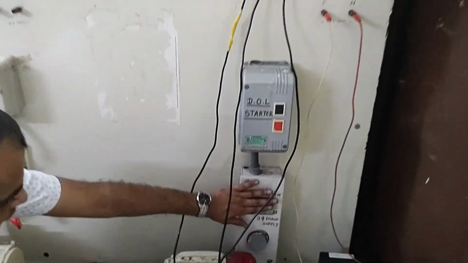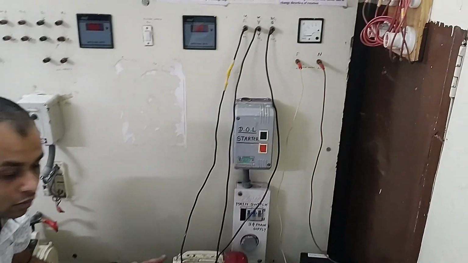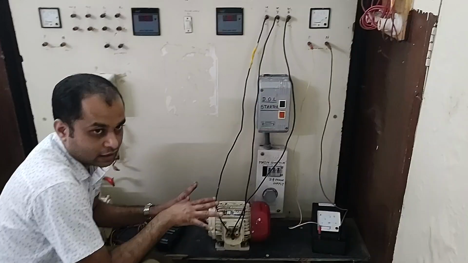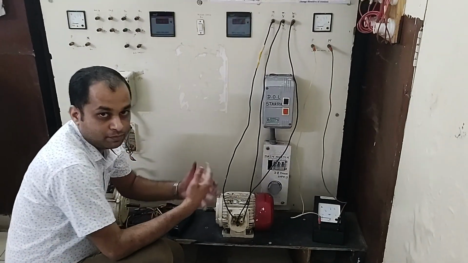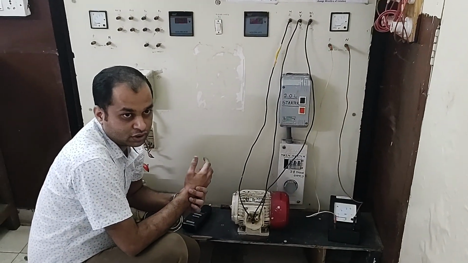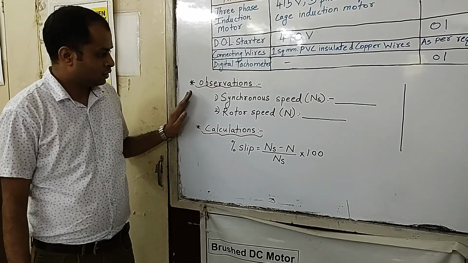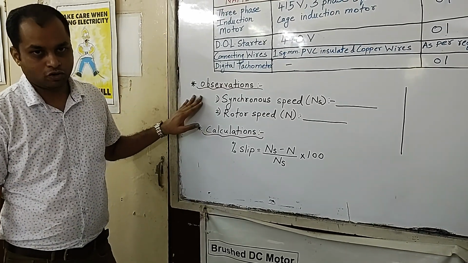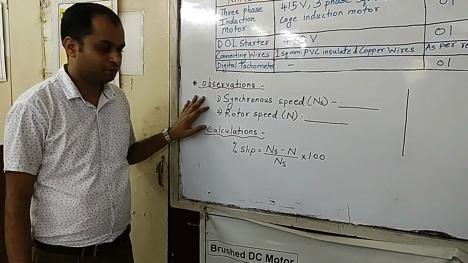We have to switch off the three-phase supply and we have to power off the circuit. So let us move on to the observation and calculation part. So let us have a look at the observations that we need to make.